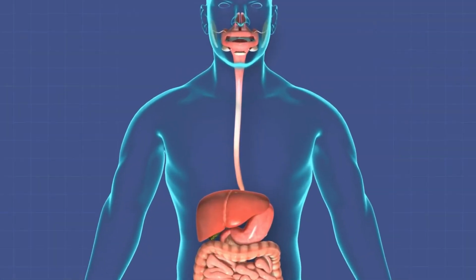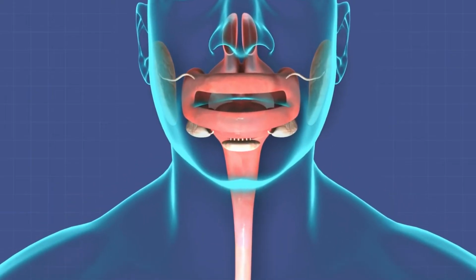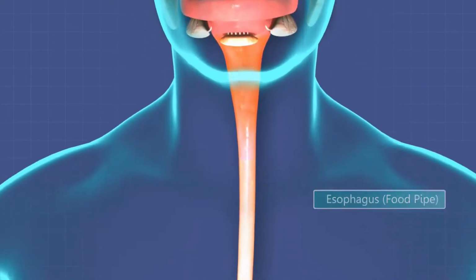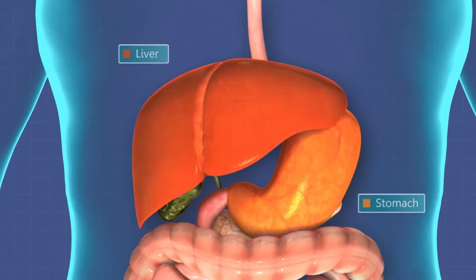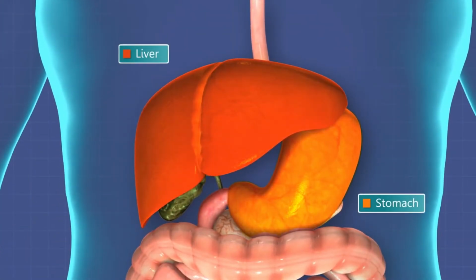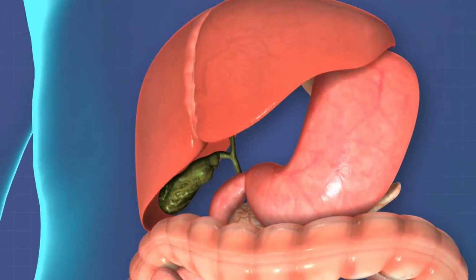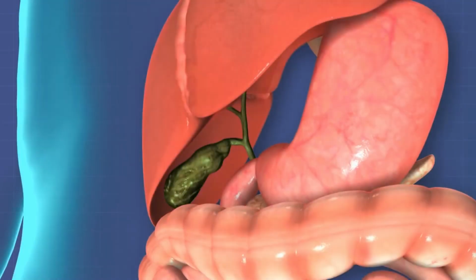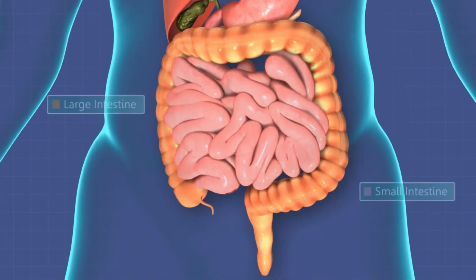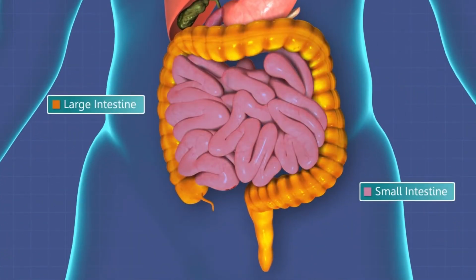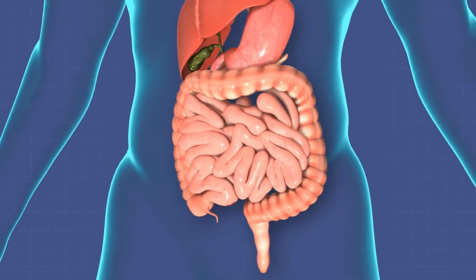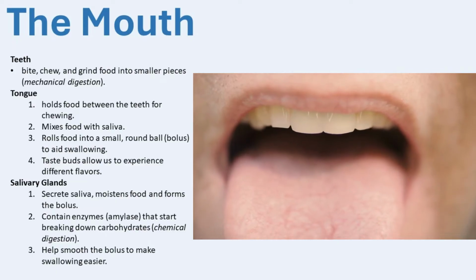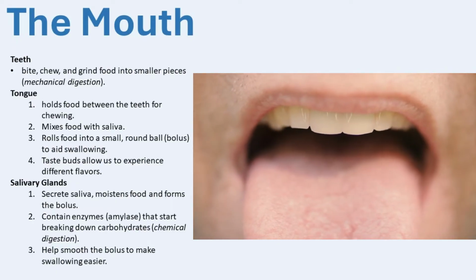Let's identify these parts in this diagram: the mouth and the esophagus, the liver and the stomach, the gallbladder and the pancreas, the small intestine and the large intestine. Let us now discuss the role played by each organ in the digestive system, starting with the mouth.